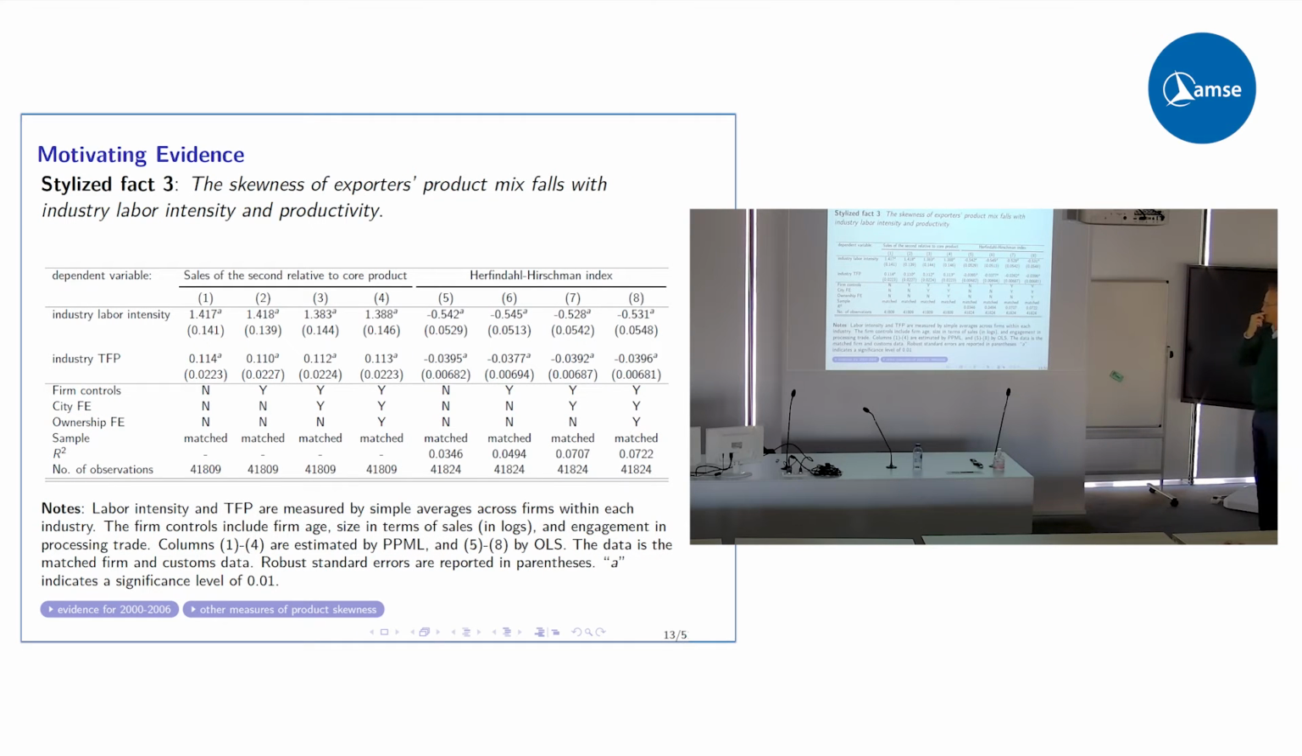And then the third and final fact is that the skewness of export product mix falls with industry labor intensity and productivity. You plot the same type of picture, and what you see is that not only is it easier to export for a firm because you export more products, but also the composition of your product bundle changes with labor intensity and productivity. That is, in sectors that are labor intensive and high productivity, your export product mix, so the distribution of your sales across products, is more balanced.